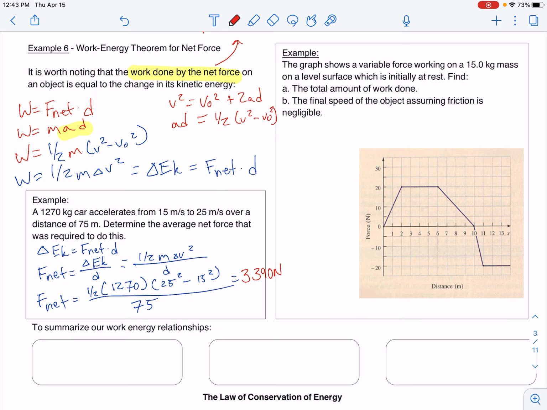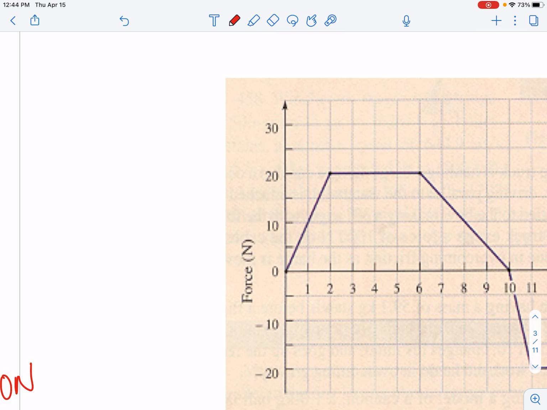Now, when we're graphing force by distance, this graph is going to show us the total amount of work done, which is going to be helpful. Again, when we're talking about graphing, we can break this down into the area between our curve and the x-axis. So we have a few shapes here.